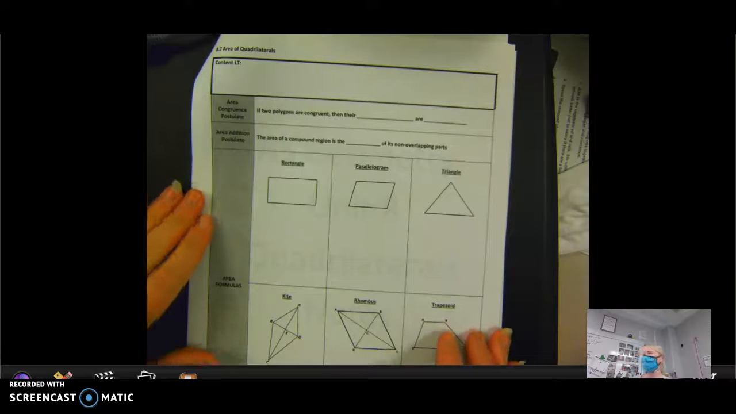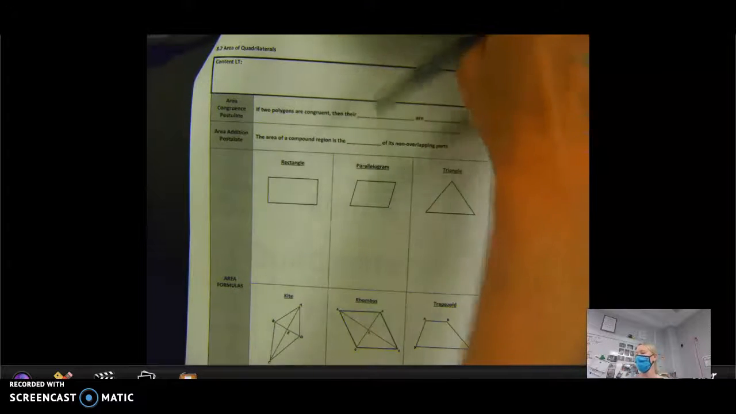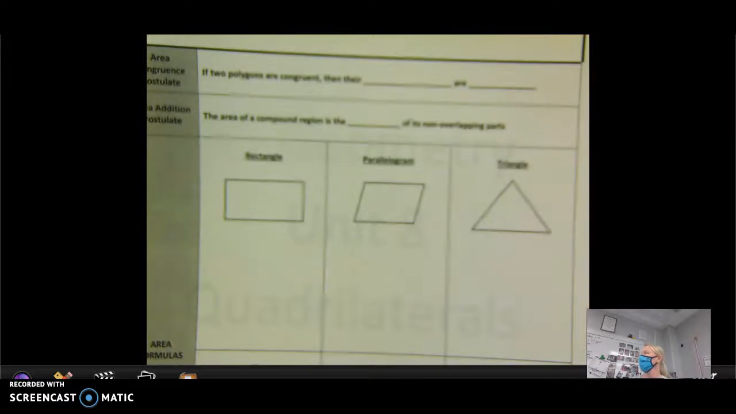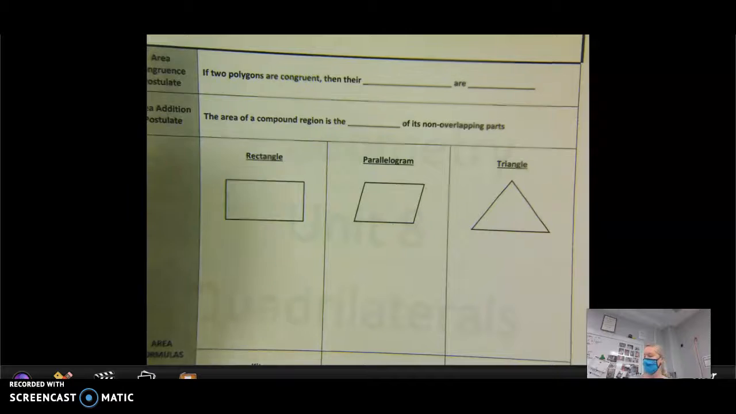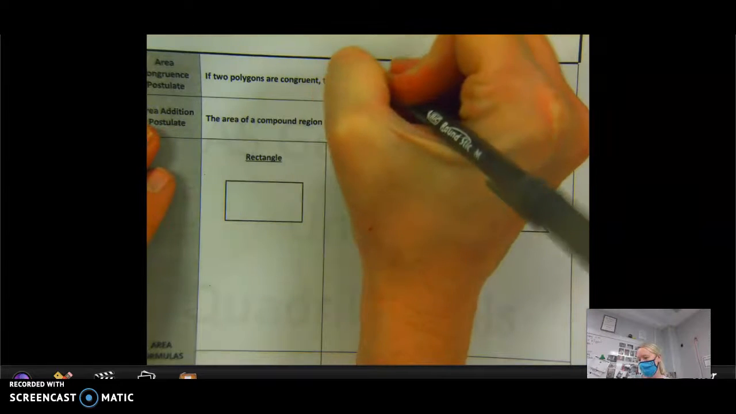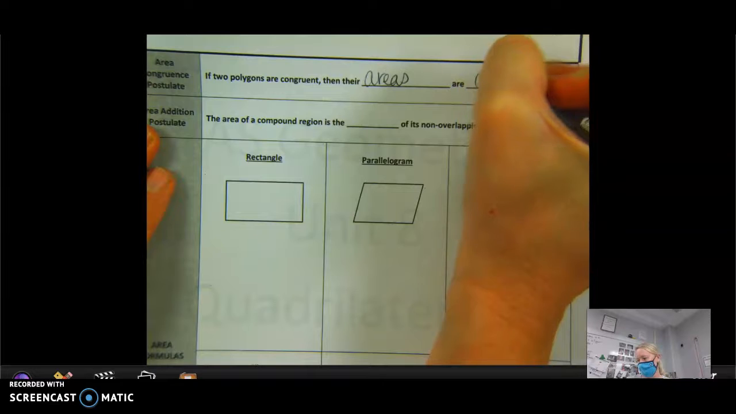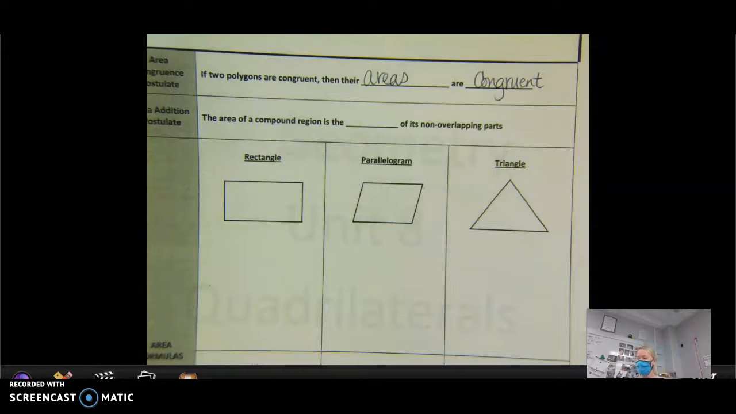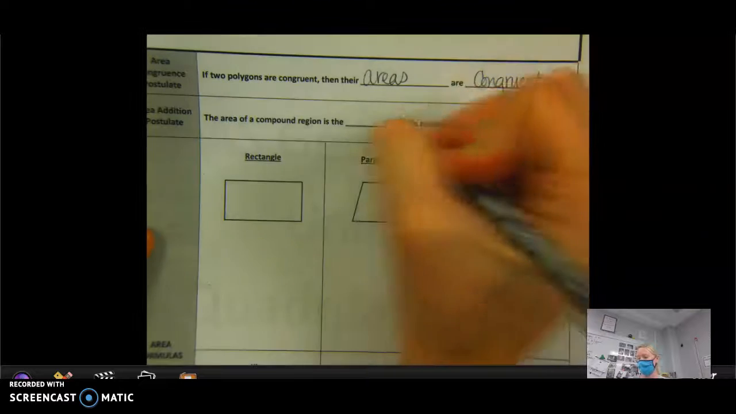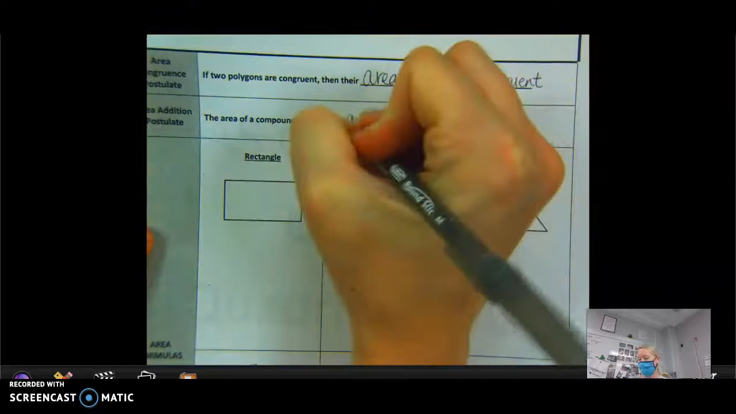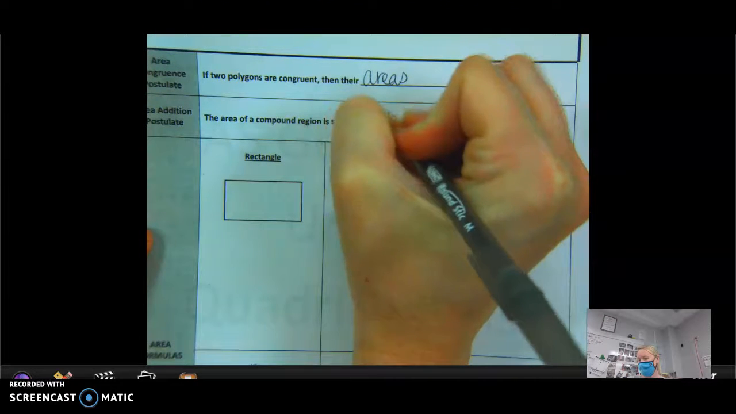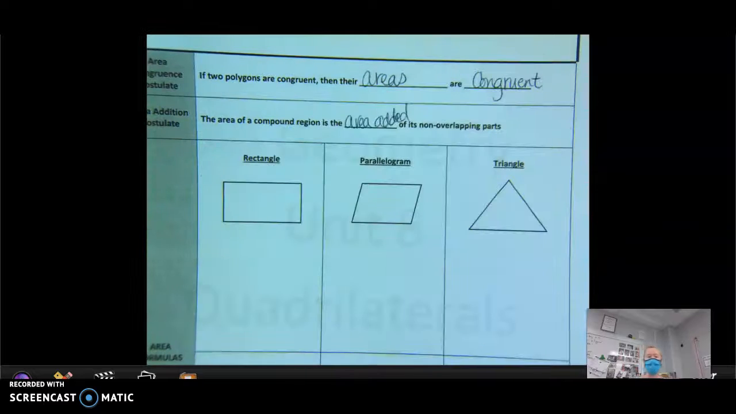Okay, so the area congruence postulate just states if two polygons are congruent, then their areas are congruent. The area addition postulate: the area of a compound region is the area added of its non-overlapping parts.